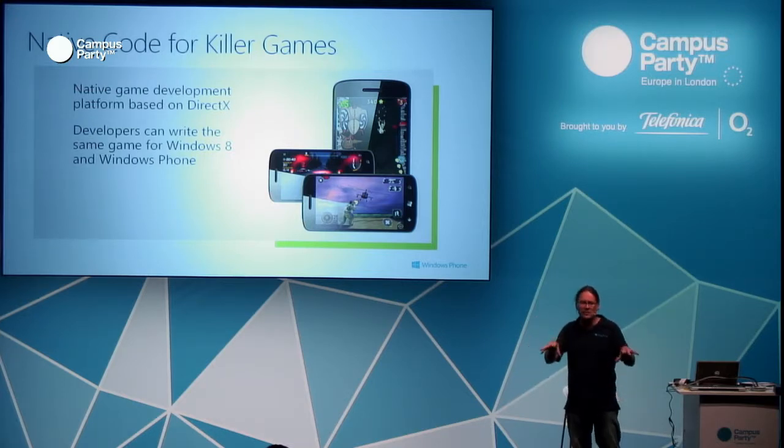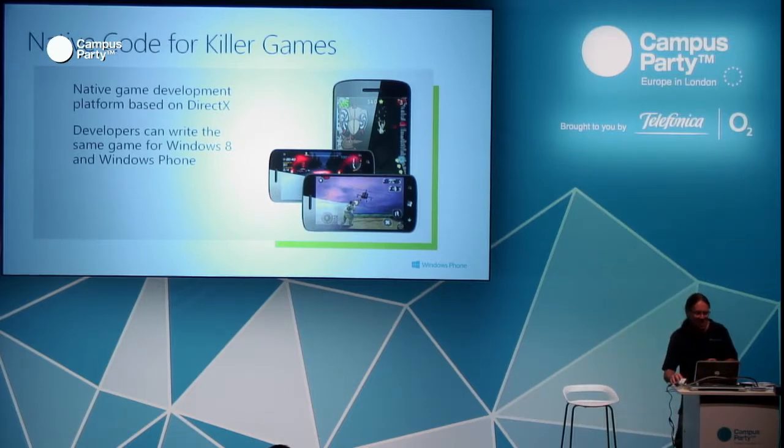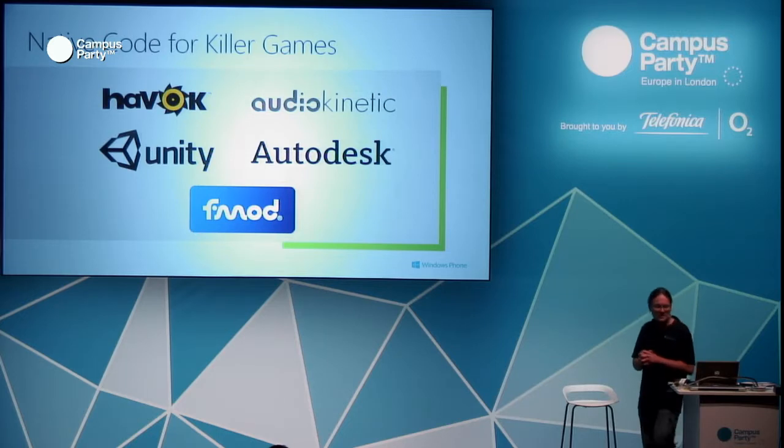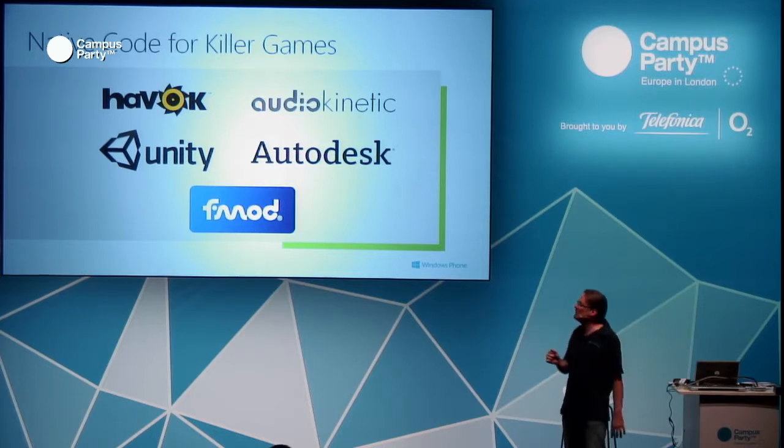Our XAML stories are close, but you do have to be a little bit agile. You have to have a little bit of good organization to make the most of that. But this is really very close. So this is one way of writing games, and a lot of great games are getting created. And a lot of very popular games frameworks are available for Windows Phone.